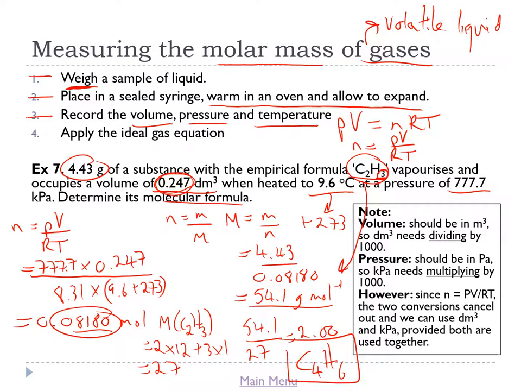Just a little note here. Although the standard units for volume are meters cubed, and the standard units for pressure are pascals, we can actually use units of decimeters cubed and kilopascals without converting, because to convert meters cubed into decimeters cubed, you would divide by 1,000. To convert pascals into kilopascals, you would multiply by 1,000. So those two conversions cancel each other out. So actually you can use decimeters cubed and kilopascals quite happily without the need to convert.